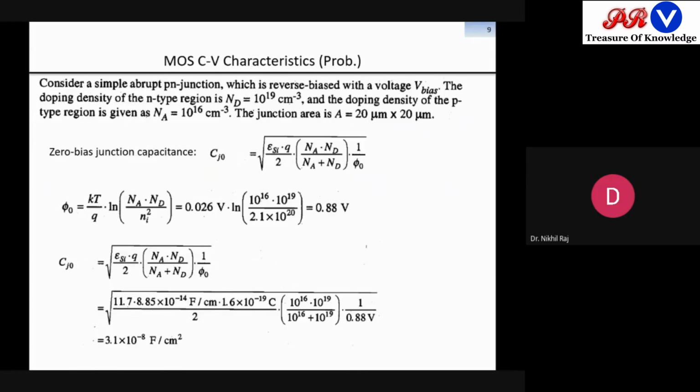Then comes the problem of the CV characteristics. In the CV characteristic, the problem will be straightforward. Given is the abrupt junction of the PN junction, simple abrupt junction. There were two forms, one was abrupt and one was linear. According to that, the gradient value M was decided, with reverse bias V bias. The doping density Nd is given, and the doping density of the p-type region Na is given, and the junction area is given.